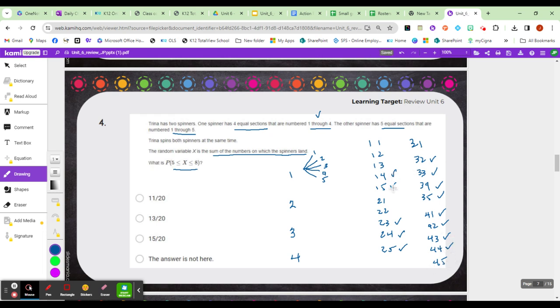So I've checked off 1, 2, 3, 4, 5, 6, 7, 8, 9, 10, 11, 12, 13. Out of, if I count all these, 1, 2, 3, 4, 5, 6, 7, 8, 9, 10, 11, 12, 13, 14, 15, 16, 17, 18, 19, 20. 13 out of 20, that doesn't reduce. So I would choose the fraction 13 out of 20.